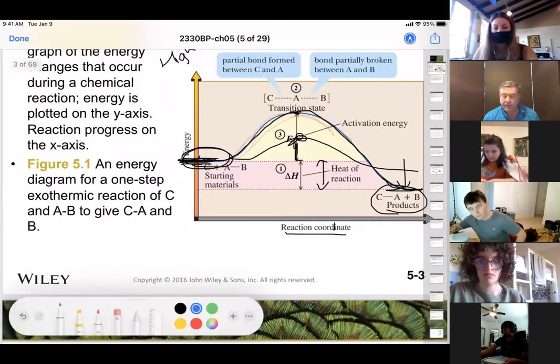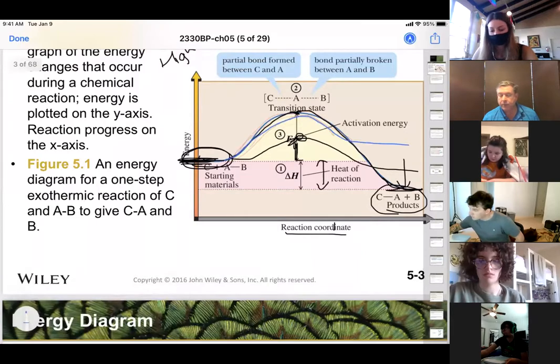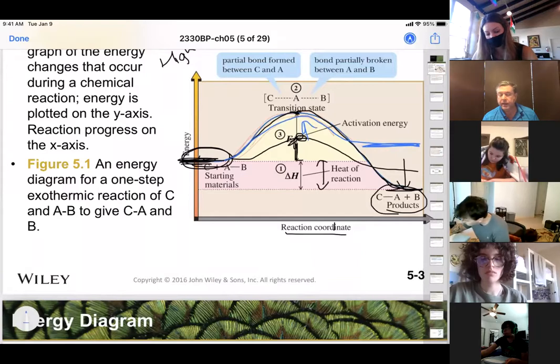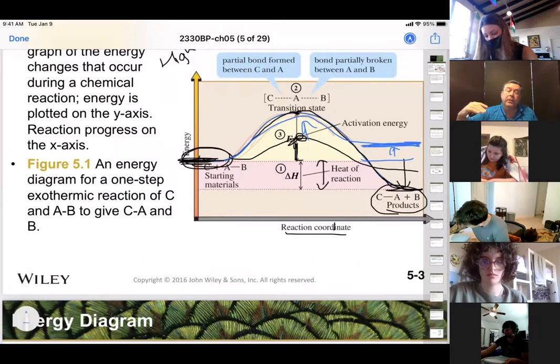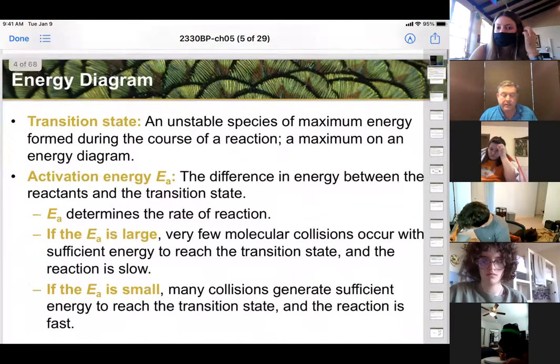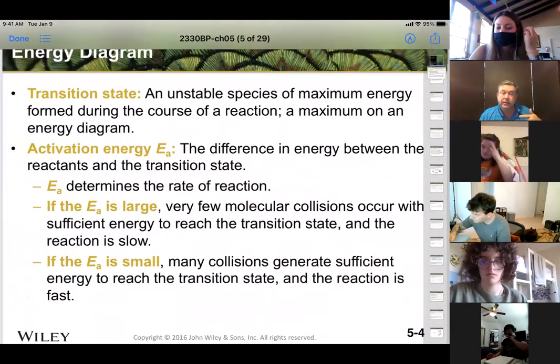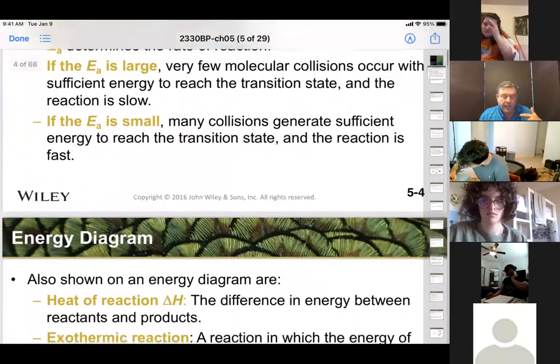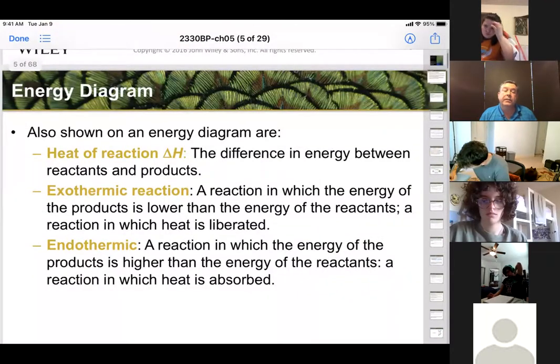If instead we had our transition line come up and our products ended up here, but we had enough energy through the transition state, if our change in energy is positive, that means it's an endothermic reaction. If our diagram shows that our energy of our products is higher than the starting materials, it's an endothermic process. So the key things here are the transition state and activation energy, the heat of reaction, and that heat of reaction tells you whether it's exothermic or endothermic.